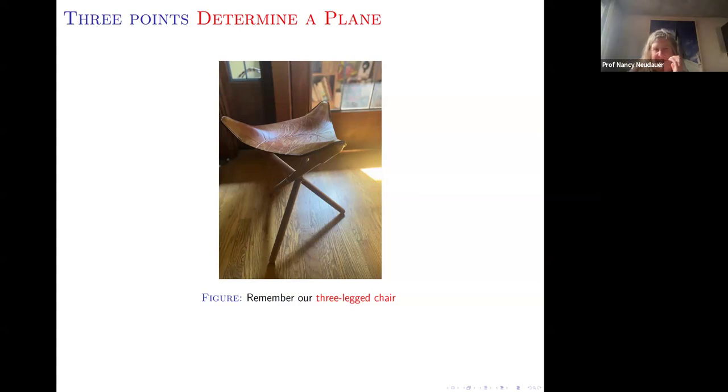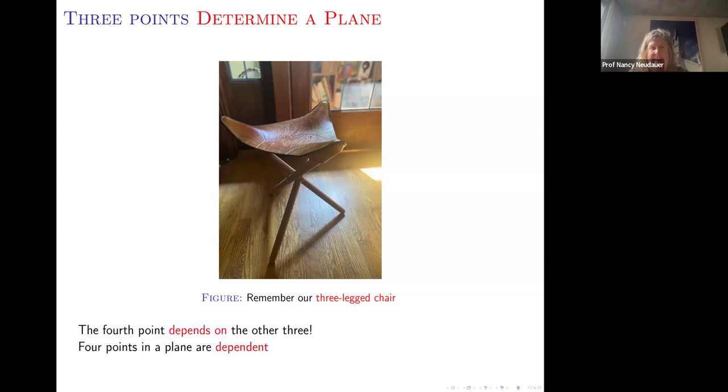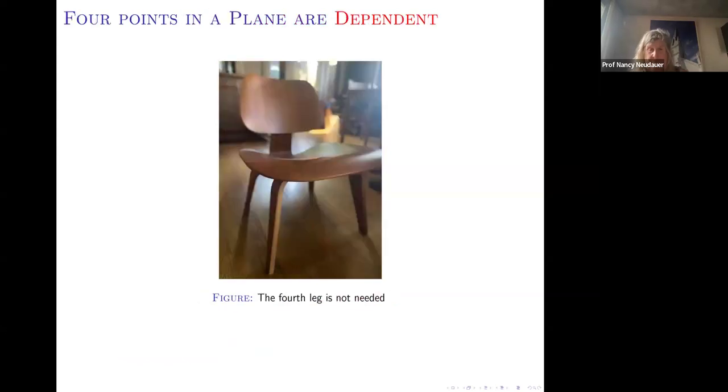Here's a three-legged chair. This one's from Australia, and it's one Aboriginal chair that can easily be carried for nomadic people. And so we have this idea of here the fourth point depends on the other three, and so 4 points in a plane are dependent. In other words, the fourth leg is not needed.